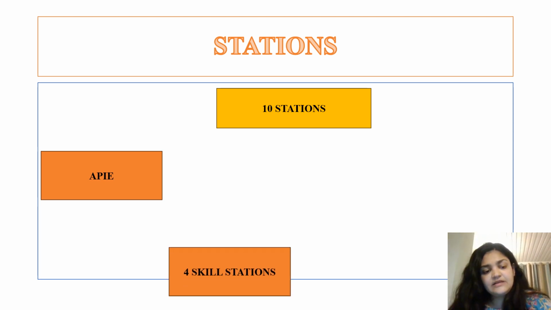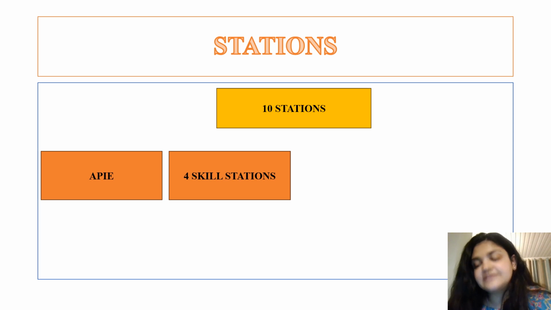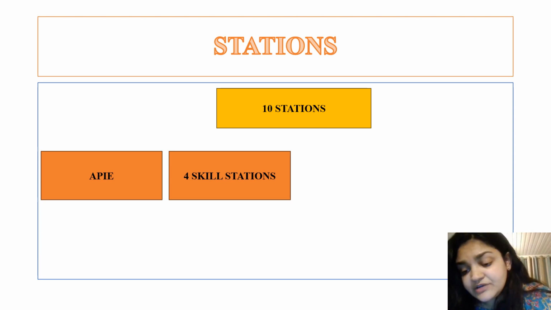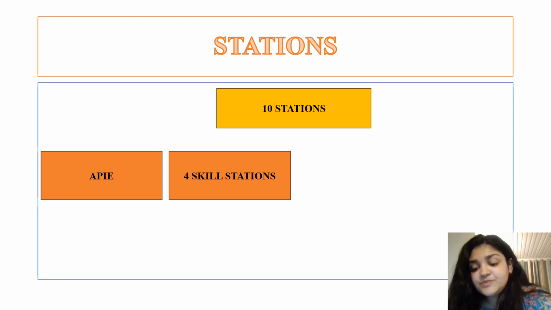Next are our skill stations. There are four skill stations. As in India, we have IM injections, subcutaneous injection, blood glucose monitoring, pain assessment and wound dressing. Same like that, we have different stations.